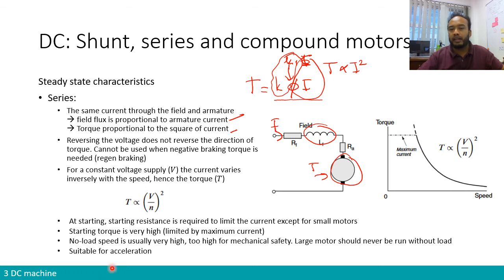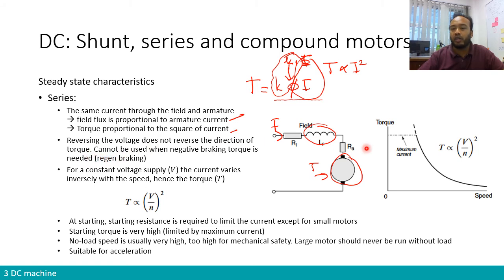There is something very interesting here that we can observe. If the torque is proportional to the square of current, then regardless of the sign of the current, be it positive or negative, we know that we can have a power supply over here, and the current can circulate either in this direction or in the opposite direction. But regardless of the direction of the current, the torque always has the same positive direction. So it means that if we reverse the voltage of our power supply, it does not reverse the direction of the torque.